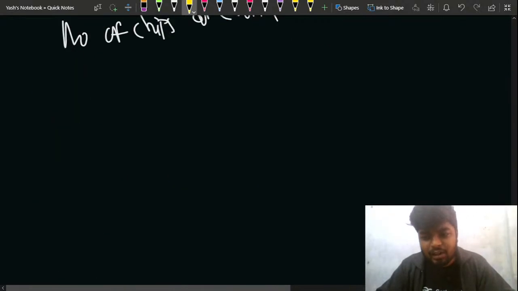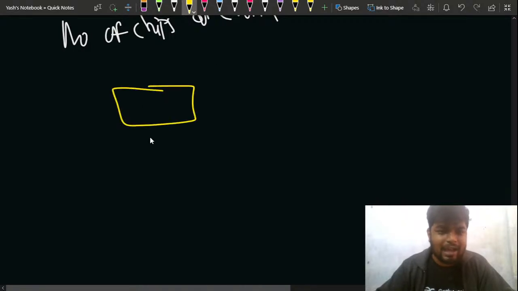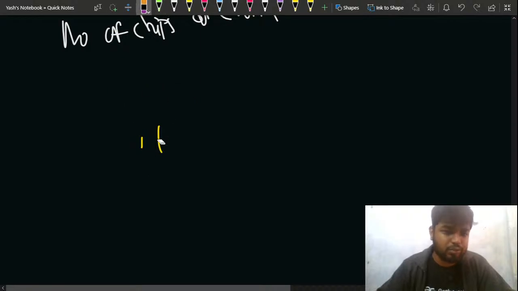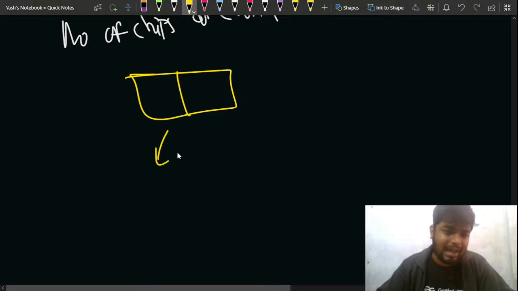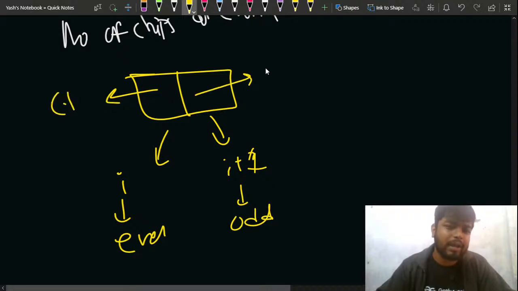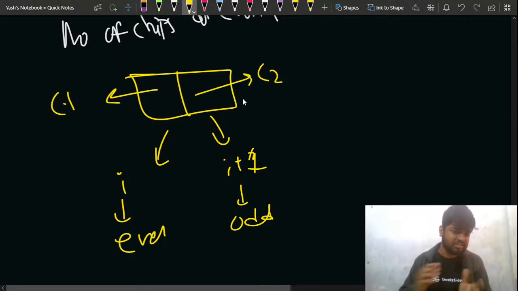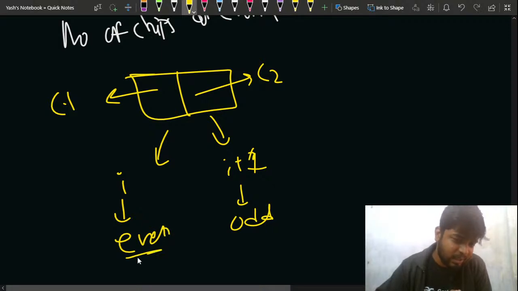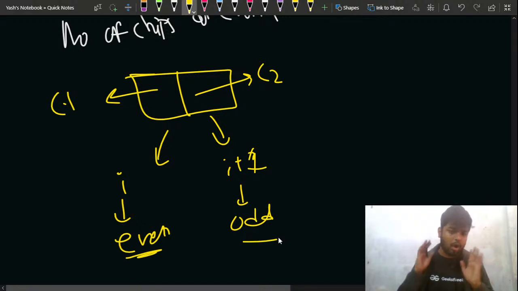And after that, let me just draw it clearly. So can I say that after this, there will be an index I, and there will be an index I plus 1, such that, let's say this is even, so this will be odd. I'll be having the count 1 here and the count 2 here. That is, count 1 represents the number of chips at the ith even index, and the number of chips that are present at the odd index, right?